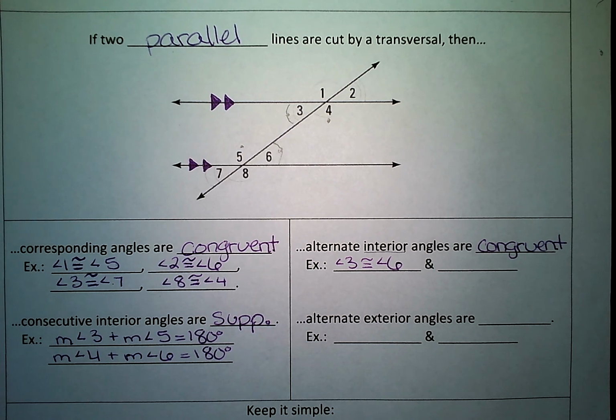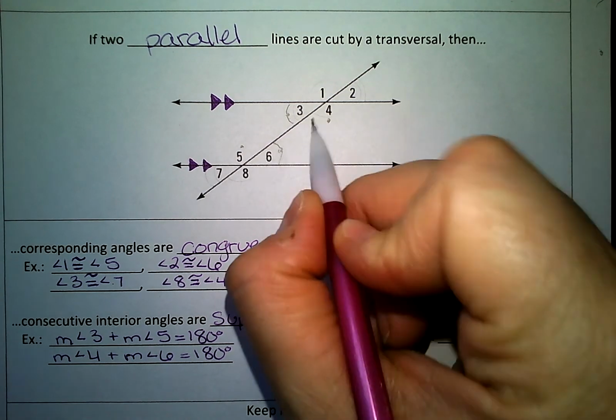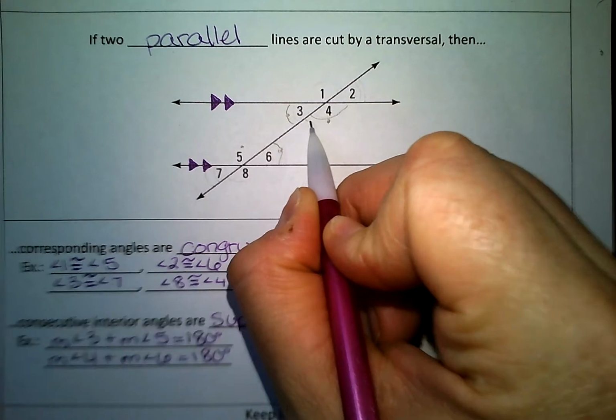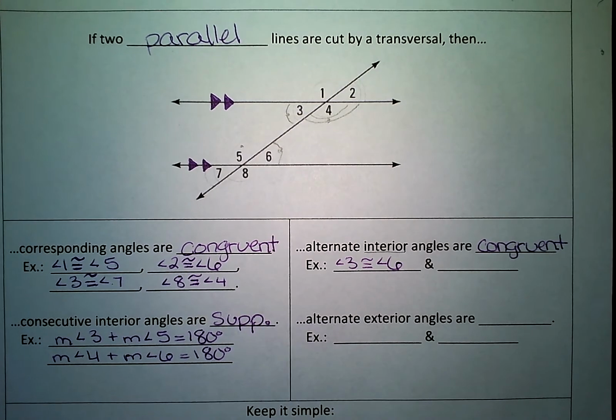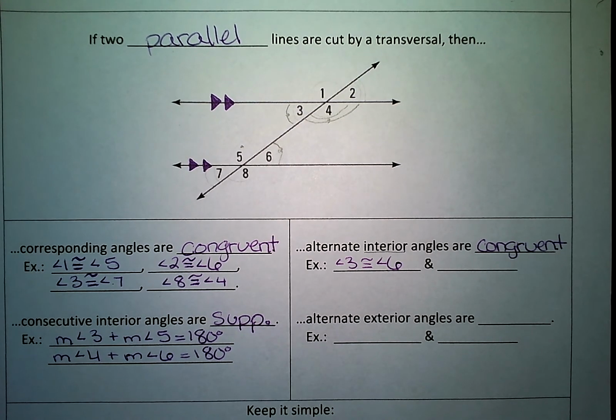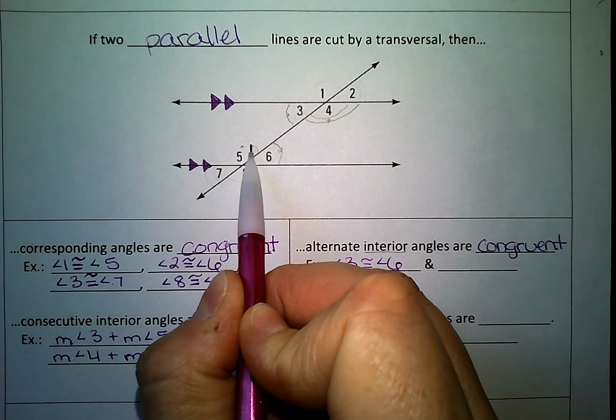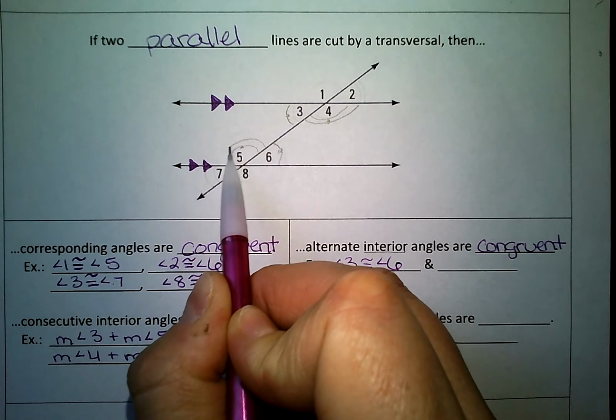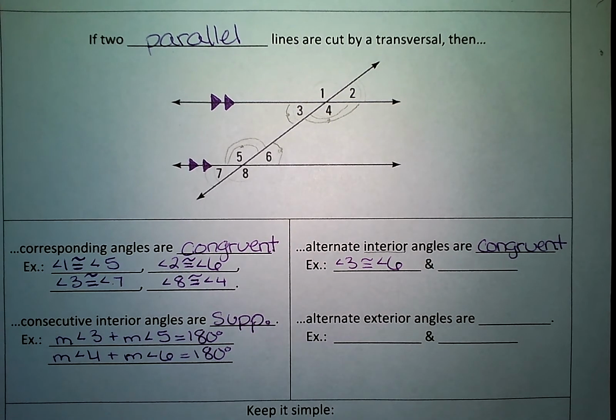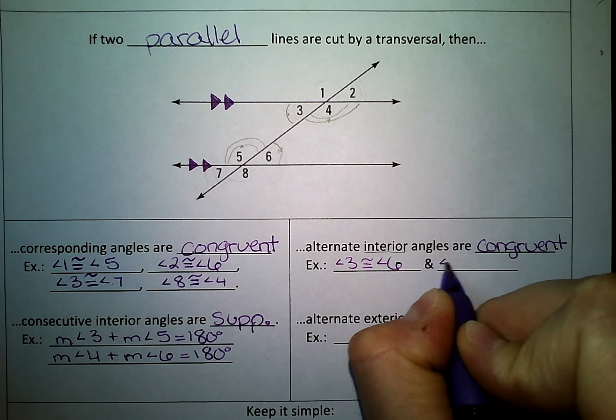It's the obtuse pair. Angle 4 is on the inside of the parallel lines, and it's also on the right side of the transversal. Angle 5 is on the inside of the parallel lines, and it's on the left side of the transversal. This is an alternate interior pair. They're both obtuse angles, and they are congruent to one another.